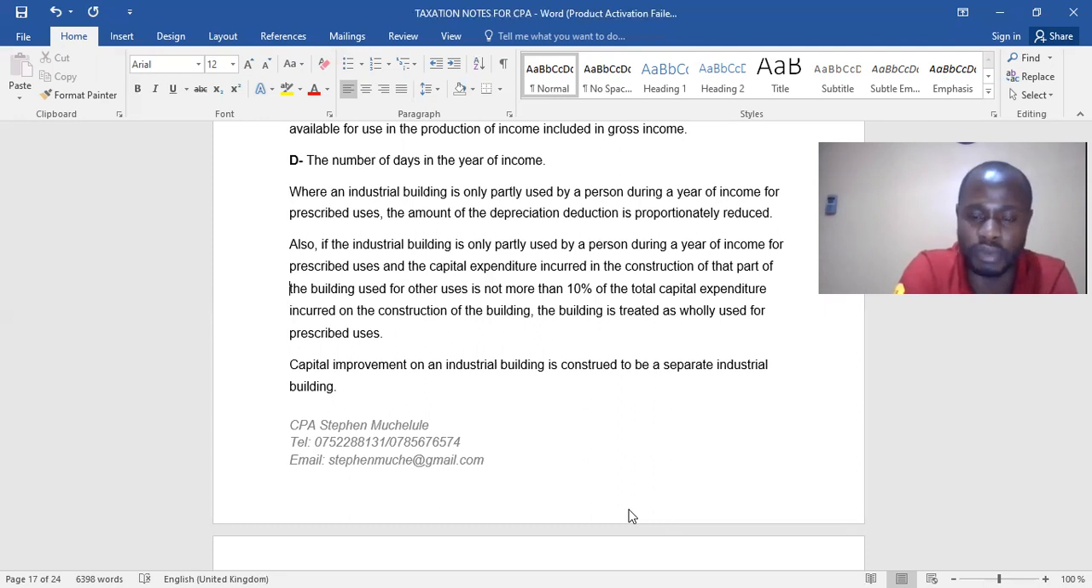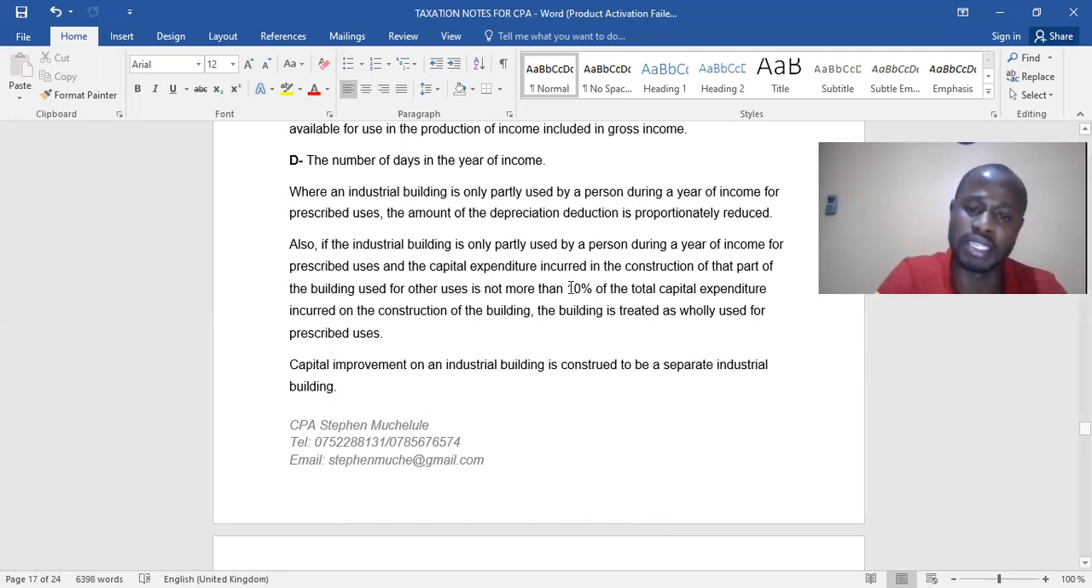So when you are reading the question, assuming it was 90%, assuming 10% for the parking yard, you wouldn't apportion. Assuming for other uses it is 10%, they wouldn't have apportioned it. They'll take it as the whole figure. Exactly, 10 and below. Because they are saying if it is more than 10%, then the building will be apportioned; if it is not more than 10%, then the building is taken as wholly used for prescribed uses.